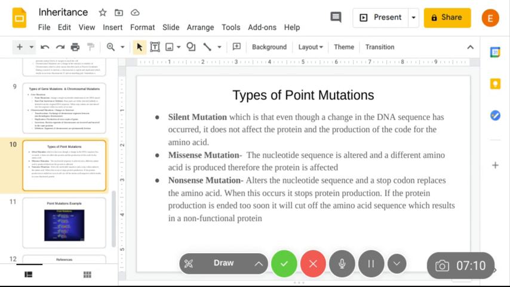Okay, now let's talk about types of point mutations. Point mutations can come in silent mutations, which is that even though a change in the DNA sequence has occurred, it does not affect the protein and the production of the code for the amino acid.